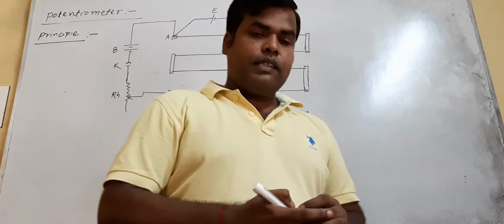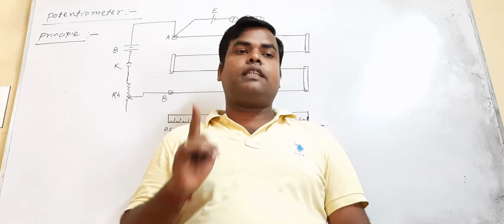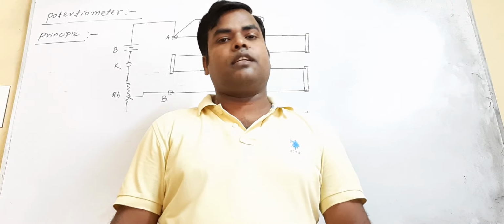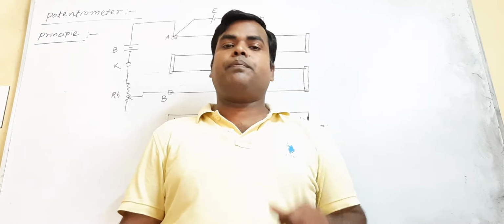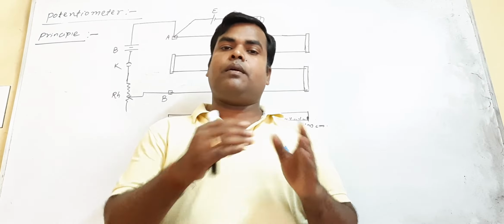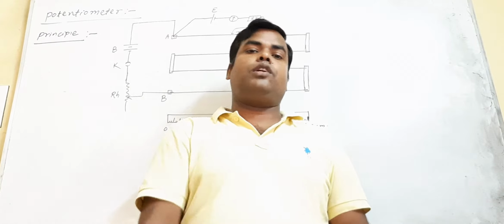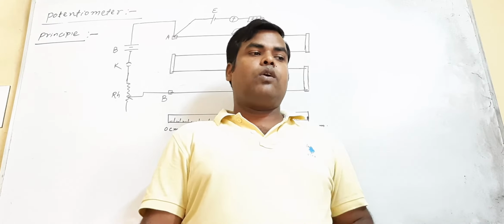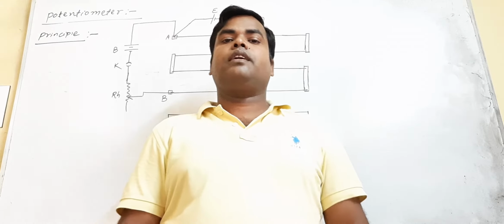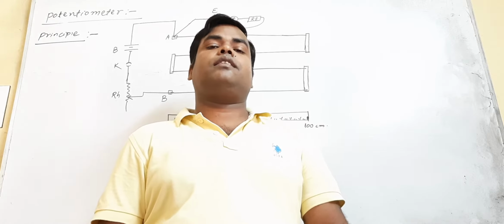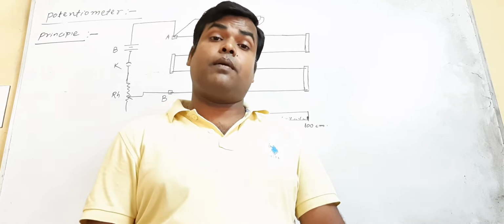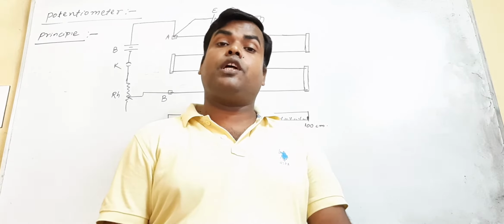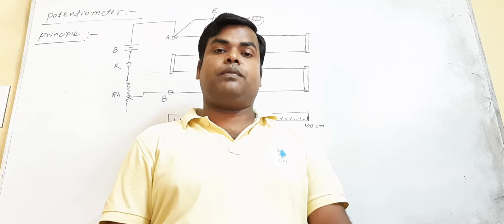Now come to the principle of potentiometer. What is the principle of potentiometer? You remember, when a constant current flows through a wire of uniform cross section, then the potential drop across any part of the wire is directly proportional to the length of that part of the wire. Repeating again, when a constant current flows through a wire of uniform cross section, then the potential drop across any part of the wire is directly proportional to the length of that part of the wire.